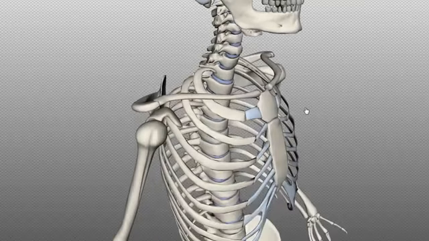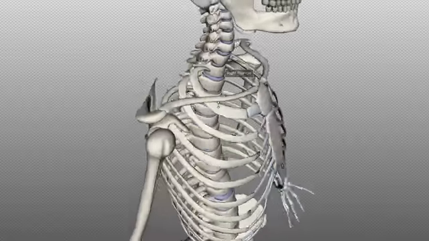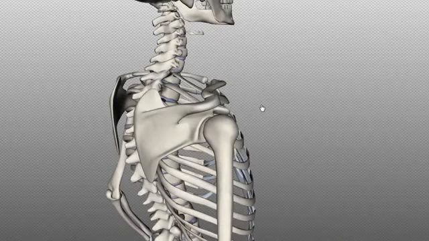Okay, this is a tutorial on the shoulder girdle. The shoulder girdle consists of the scapula at the back and the clavicle anteriorly. The shoulder girdle is also referred to as the pectoral girdle, and together with the proximal part of the humerus, it makes up the bony framework of the shoulder.